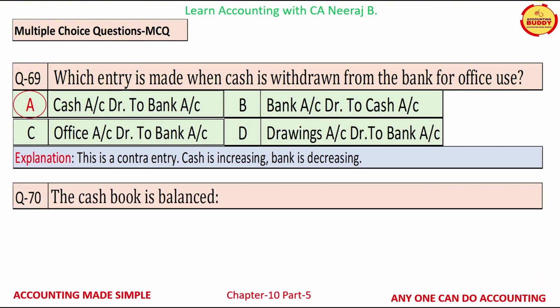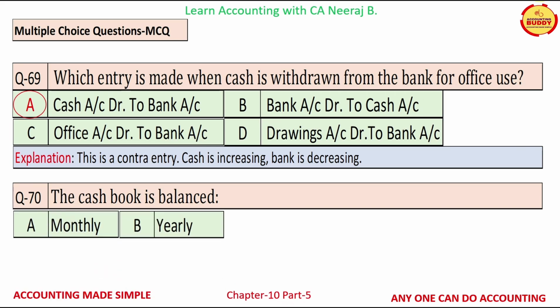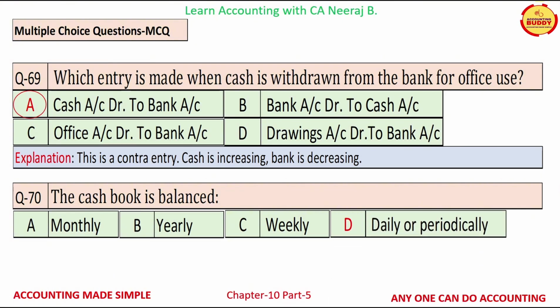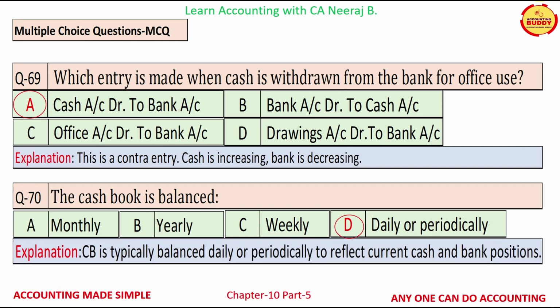Question number 70 is, the cash book is balanced, and the available options are option A, monthly, option B, yearly, option C, weekly, and option D, daily or periodically. And the correct answer is option D, daily or periodically. Cash balance is typically balanced daily or periodically to reflect the current cash and bank position.